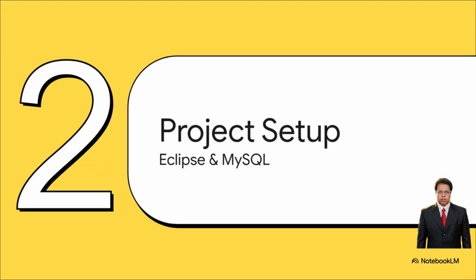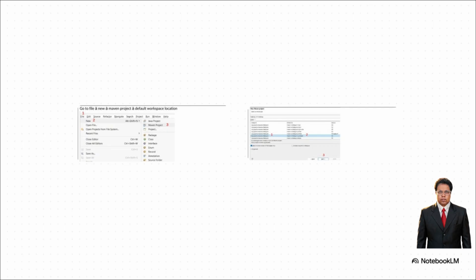Moving on to Section 2, project setup with Eclipse and MySQL. Okay, let's jump into your workspace and get the foundational structure going. In Eclipse 2023, you're going to create a new Maven project. Make sure you specifically select Maven Archetype Quickstart. This is super important because it automatically generates the exact folder structure we need for our group ID, which we'll call com.example, and our artifact ID, HibernateDemo.